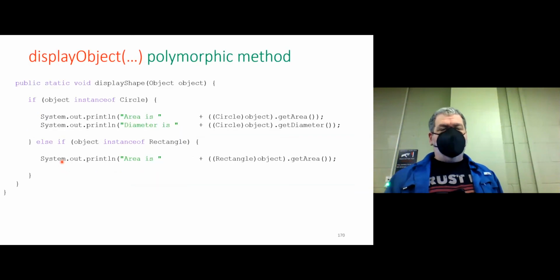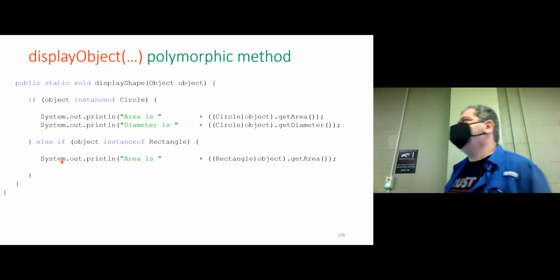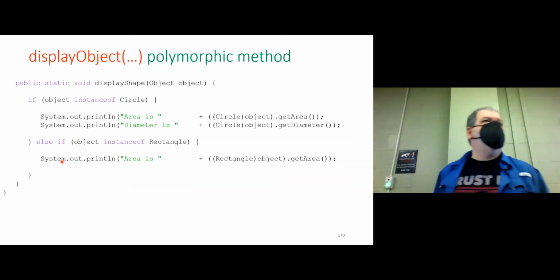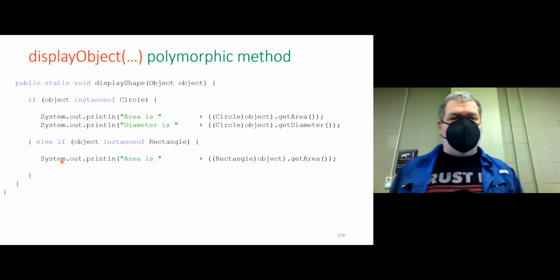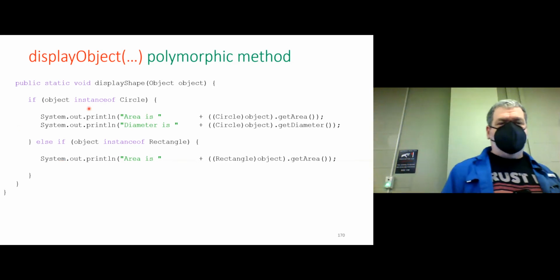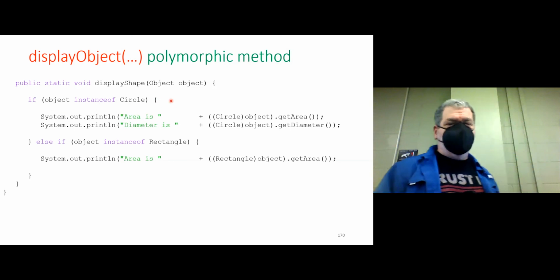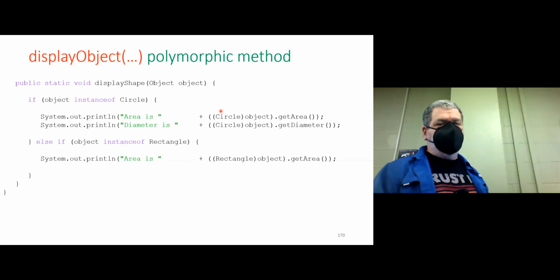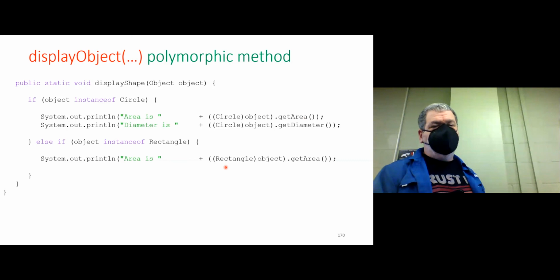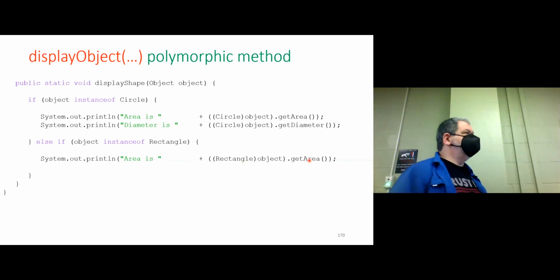Looking at the code for displayShape, it does take one parameter. The parameter is of data type Object, and then it tests if object, the name of the parameter, is an instance of Circle, then do this. Again, explicit downcasting allows me to call the methods that are specific to the circle. And else, if the object is an instance of Rectangle, then do that other thing and call a method that is specific to the rectangle.